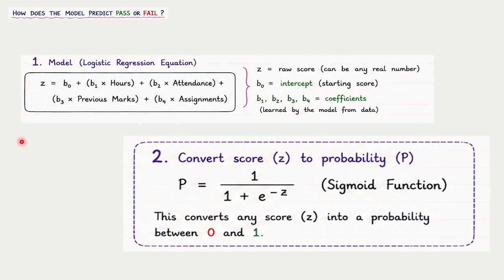Once the value of z is calculated, step 2 comes, and in step 2 we convert the z score into the probability. For this we use the formula p is equal to 1 upon 1 plus e raised to minus z, and this is called the sigmoid function. It converts any value of z into a probability between 0 and 1.